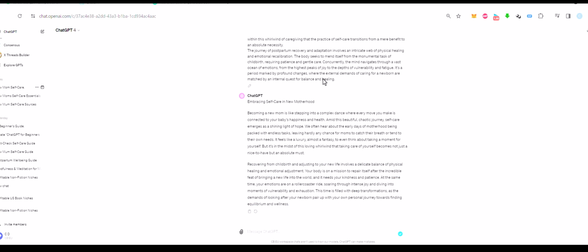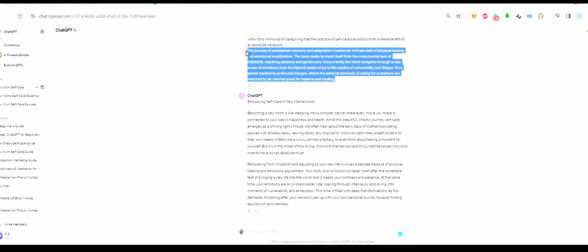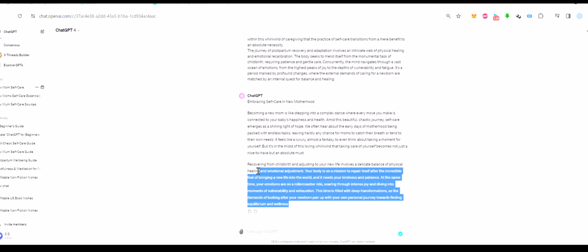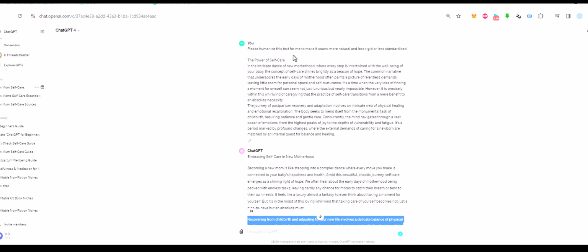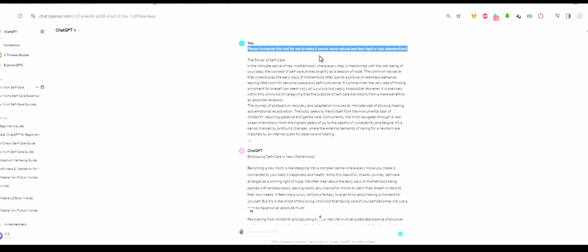Okay, so just compare those two, right? This one is not as good as this one. So I just used a single prompt. I literally tell ChatGPT to humanize this content, and it does a decent job. So if nothing else, in a first step, you could use a prompt like this and say, please humanize this text for me to make it sound more natural.